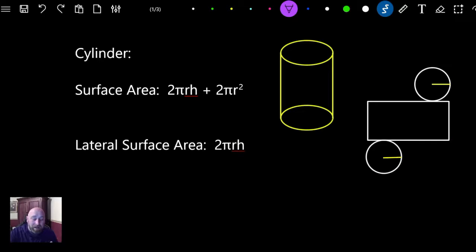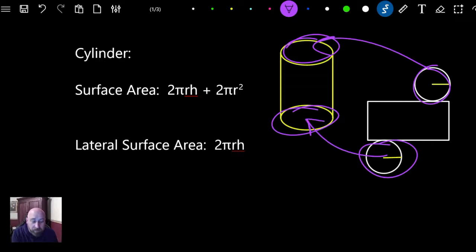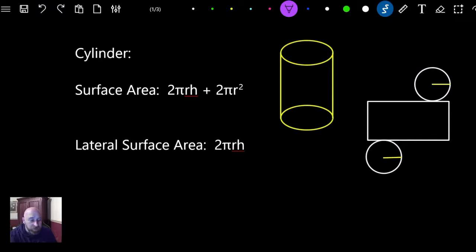And then here on the right, what you see is the net. In other words, we took the top and flipped the top up. We took the bottom, flipped the bottom down, and then we unrolled it, okay? And so what you end up with is a circle, okay? That's this circle. And then you end up with another circle here on the bottom, and that's this one on the bottom. And then you end up with this rectangle, and this is that piece right there.